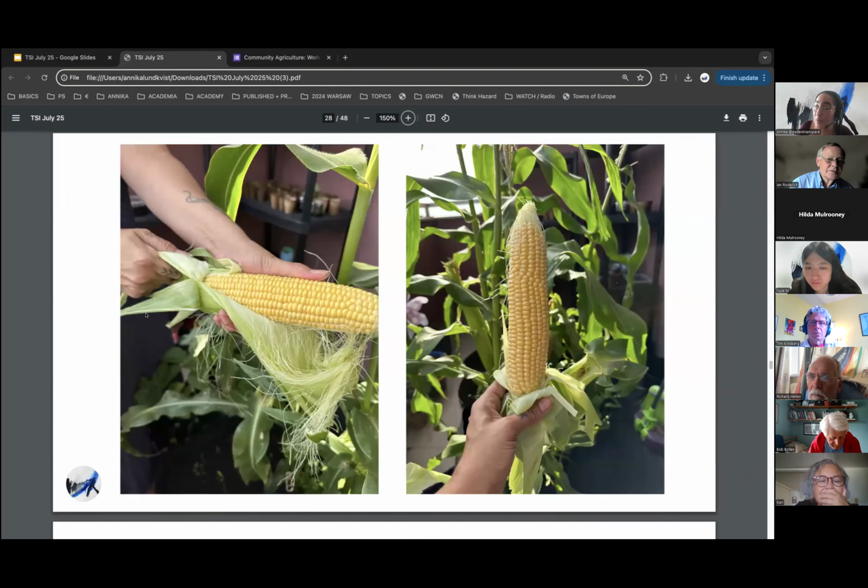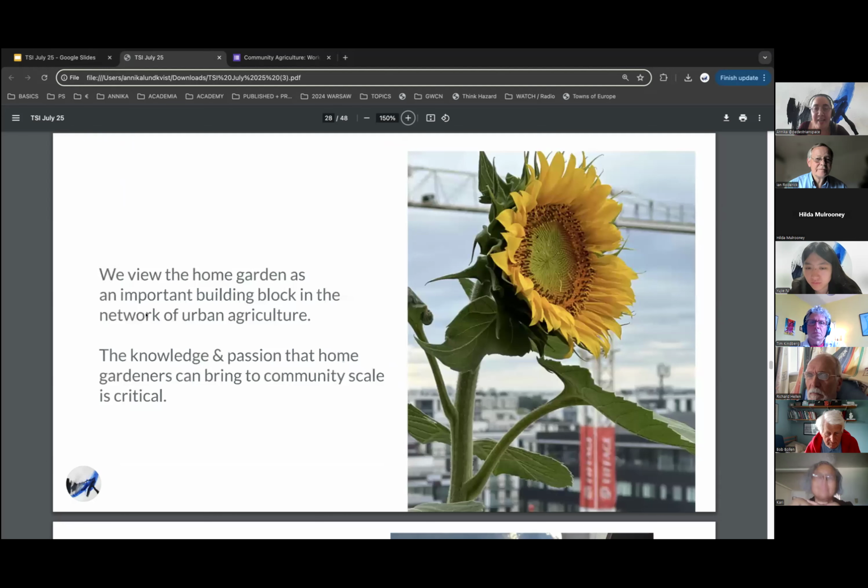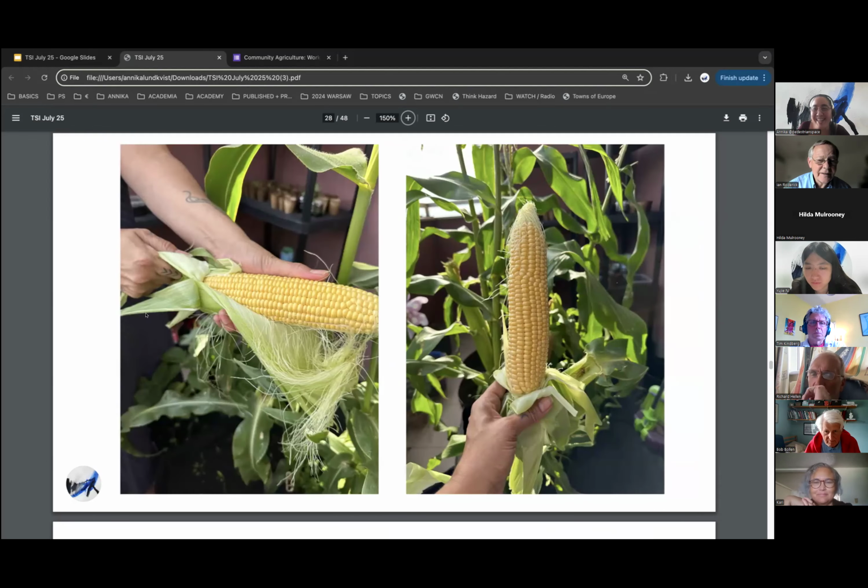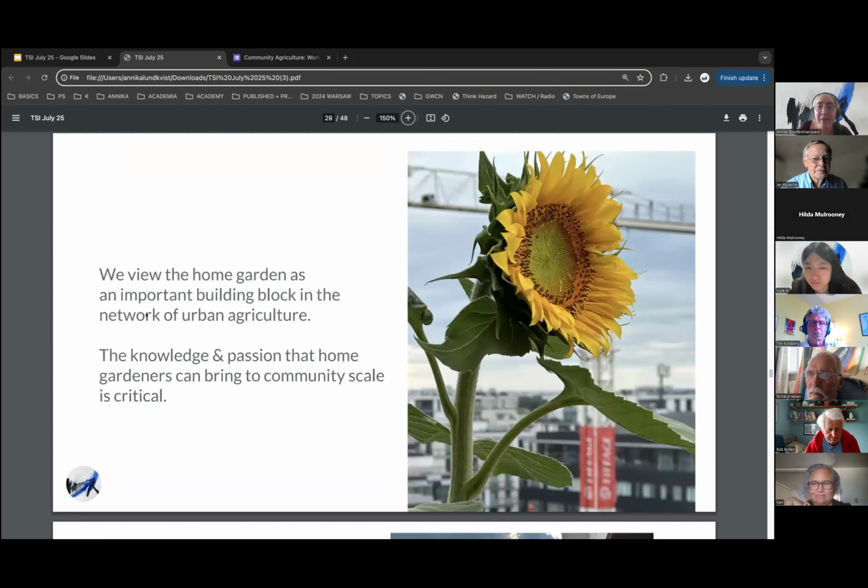I also grew corn this year on my balcony garden. I'm very excited. Hand pollinated. I'll let you get a close up of that. I was very proud of myself. And I need more land. Yes, I do need land because I want to grow more corn.